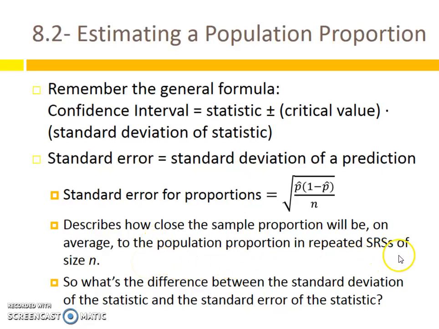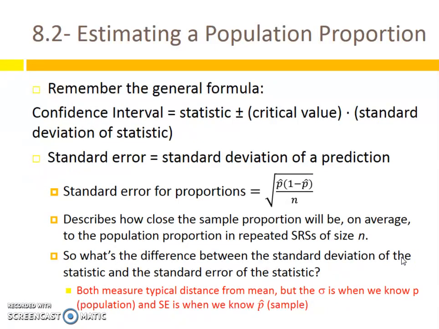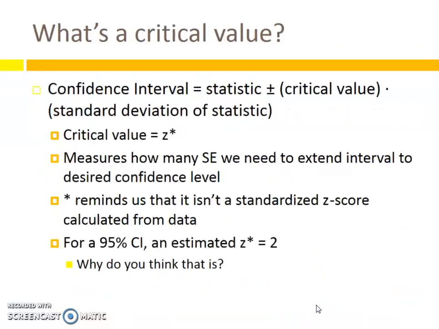So what really is the difference then between the standard deviation of the statistic and the standard error of the statistic? They both measure the typical distance from the mean, but the standard deviation of the statistic, the sigma, is when we know the population, and the standard error is when we know the sample. So knowing p versus p hat. Okay? All right. Now, in that formula, you need to know the statistic, which is our point estimate.